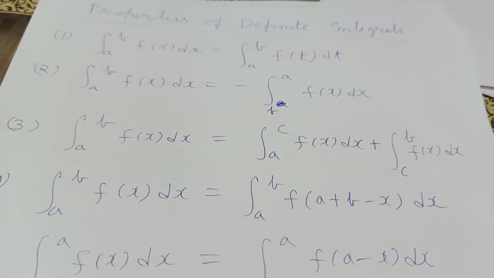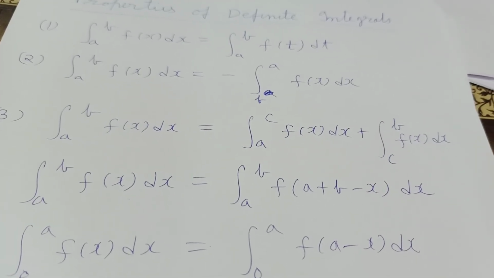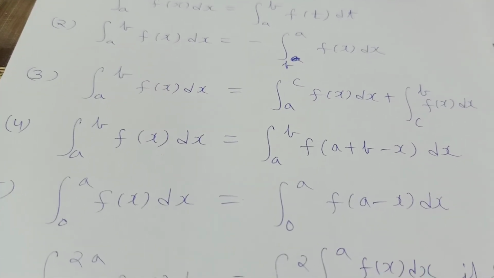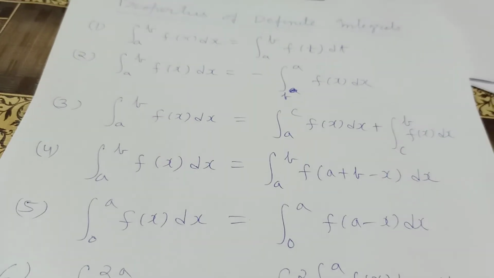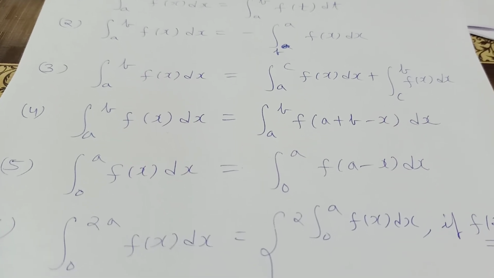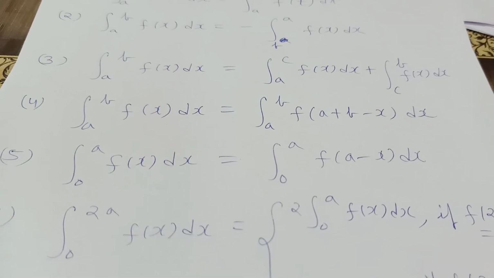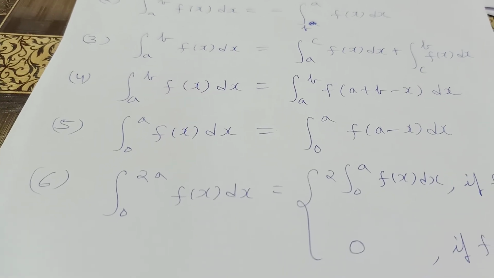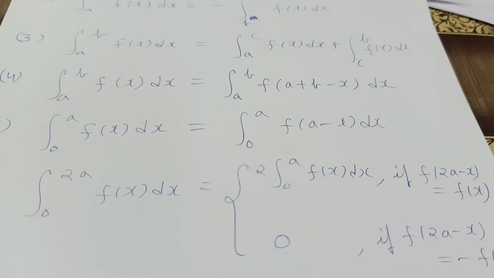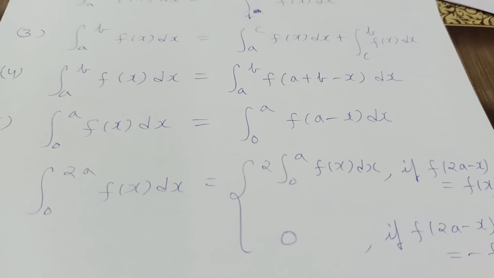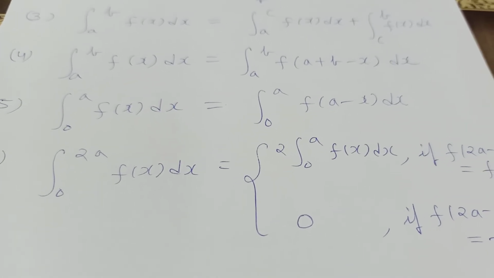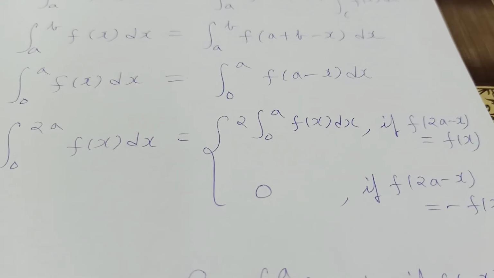Then integral a to b f(x) dx equals integral a to b f(a+b-x) dx. Then integral 0 to a f(x) dx equals integral 0 to a f(a-x) dx. This property is widely used in almost all the questions. Then we have the sixth property, integral 0 to 2a f(x) dx. Now there are two possibilities. If f(2a-x) equals f(x), then the value of this integral is twice integral 0 to a f(x) dx, and it will be 0 if f(2a-x) equals minus f(x).